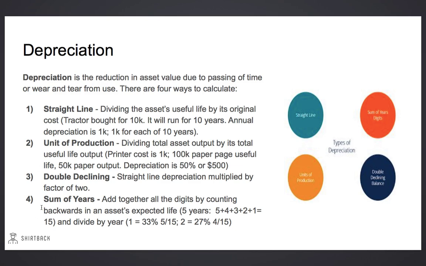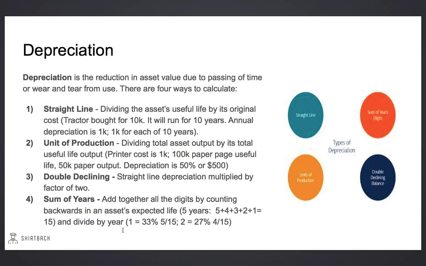Our final depreciation is sum of years. Sum of years is when we add together all of the digits by counting backwards in an asset's expected life. Let's say we have an asset whose useful life is 5 years. What we do is we start at the number 5 and count backwards, adding as we go. 5 plus 4 plus 3 plus 2 plus 1. When we add all those numbers together, we get 15.